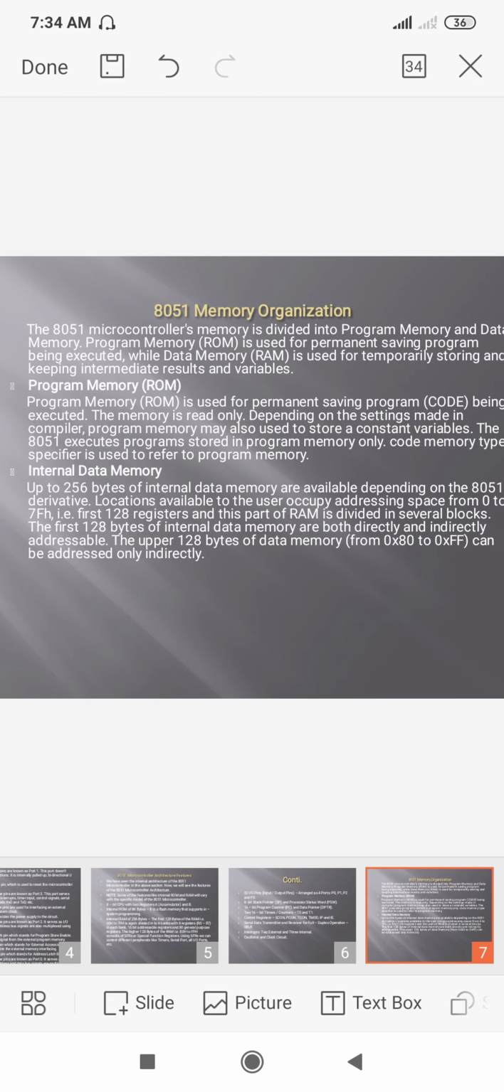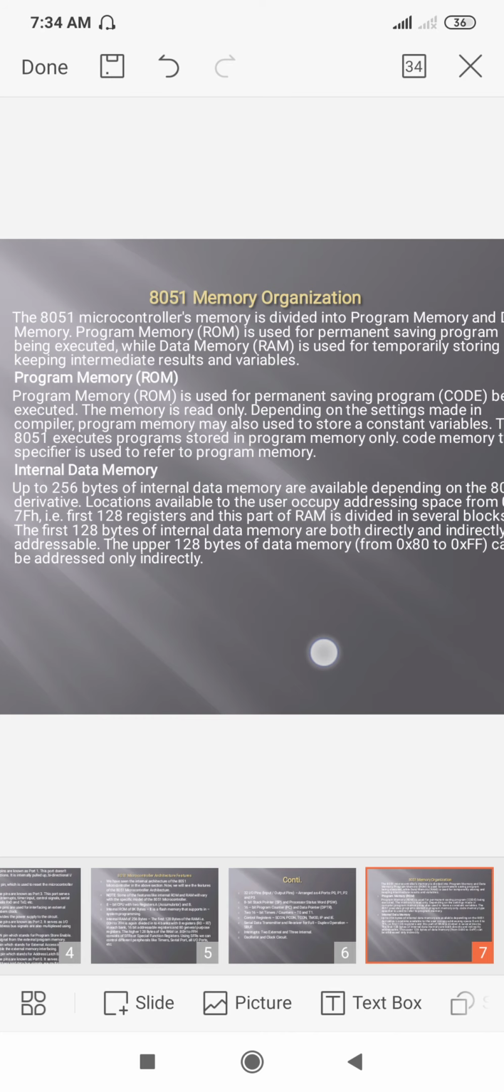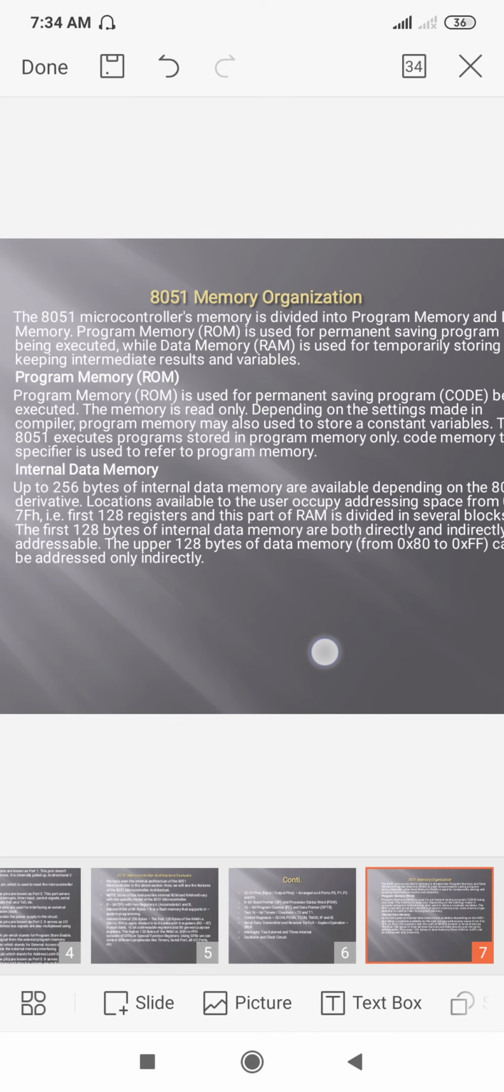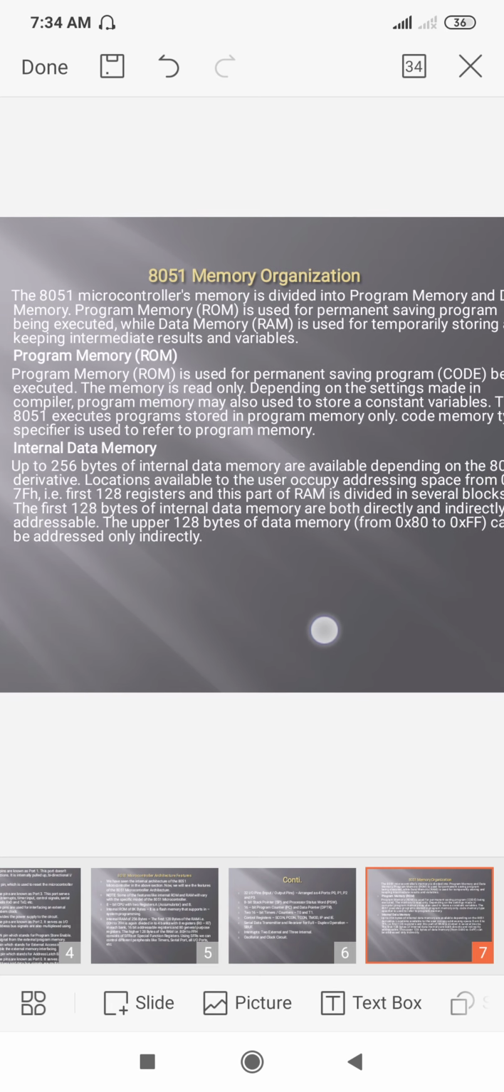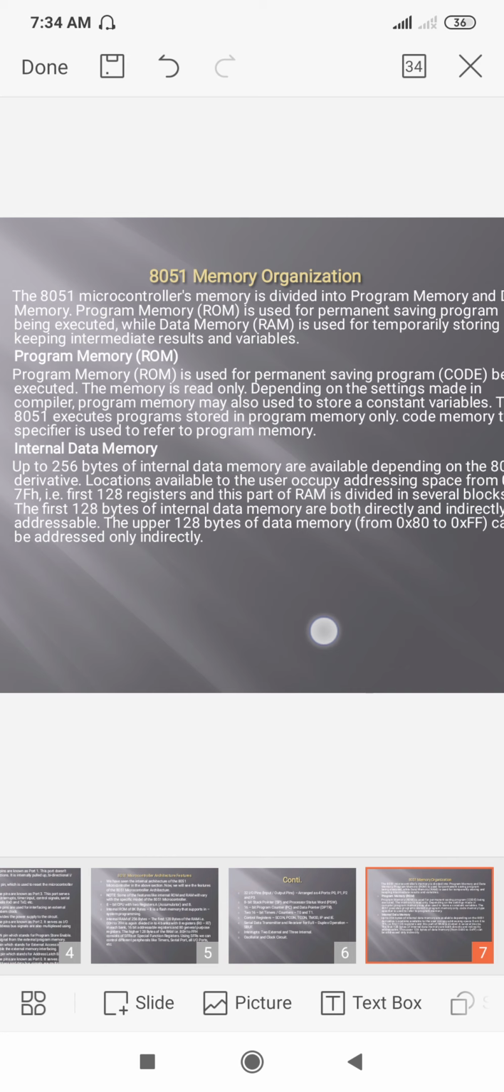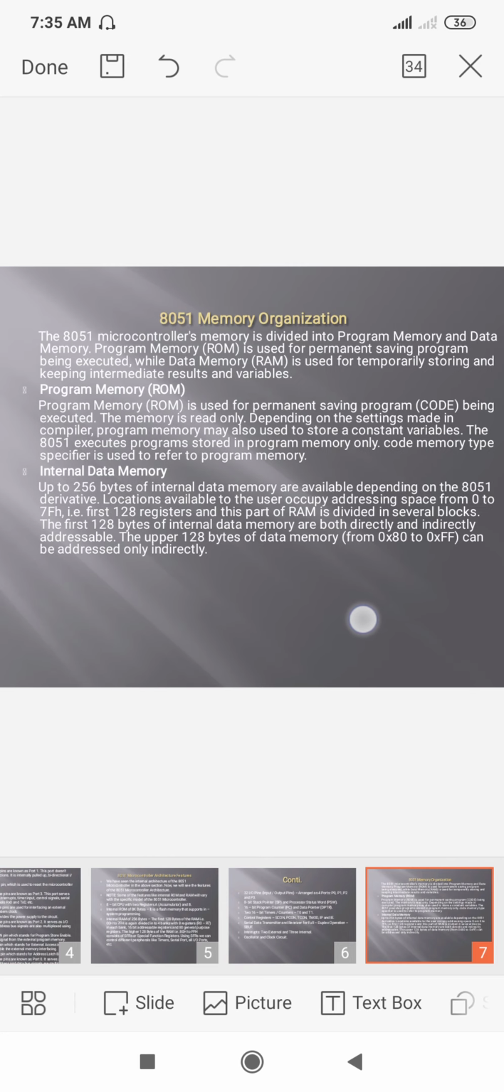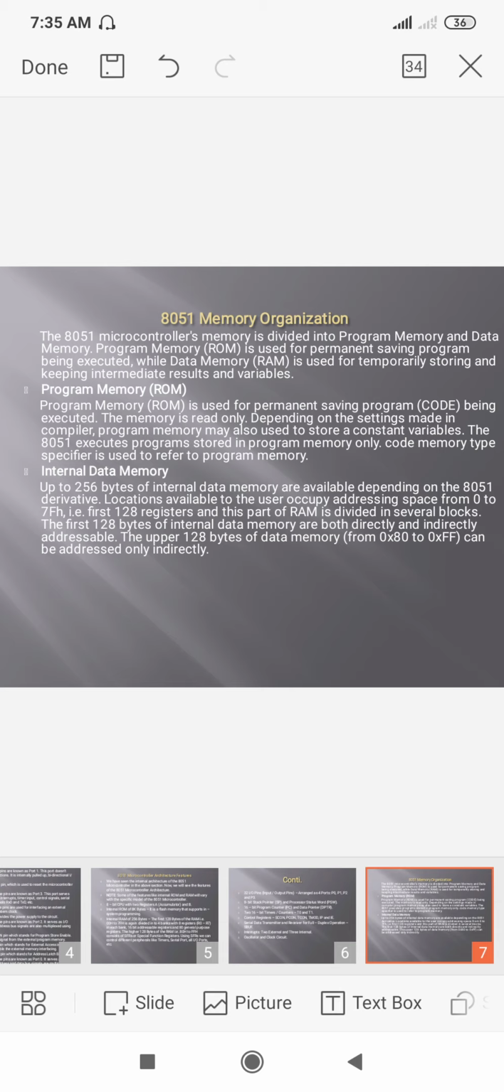Next is the 8051 controller memory organization. The memory organization consists of program memory, read-only memory (ROM), and internal data memory. Program memory is used for permanently saving the program code being executed. The memory is read only, depending on the setting made in the compiler. Program memory may also be used to store constant variables. A specifier is used to refer to program memory.